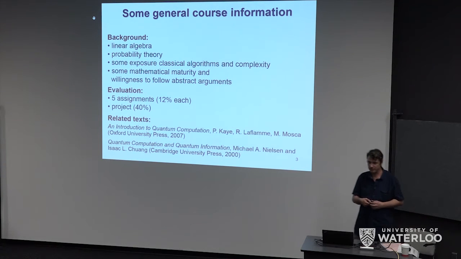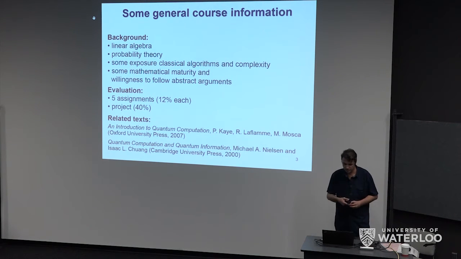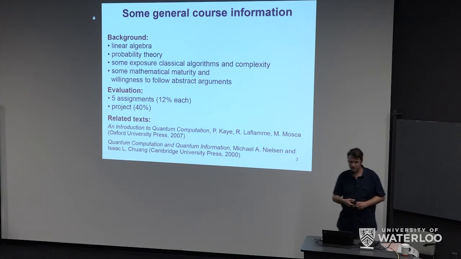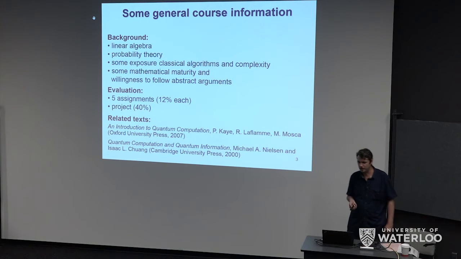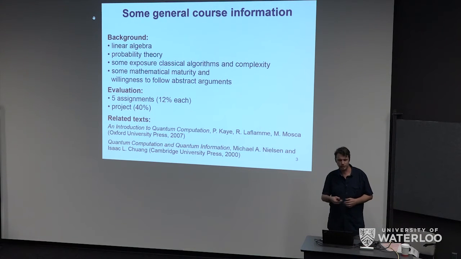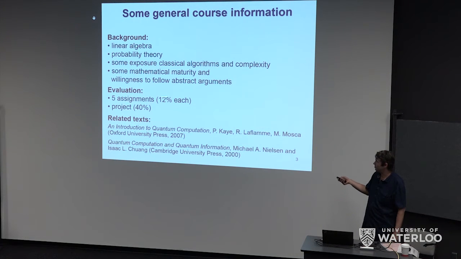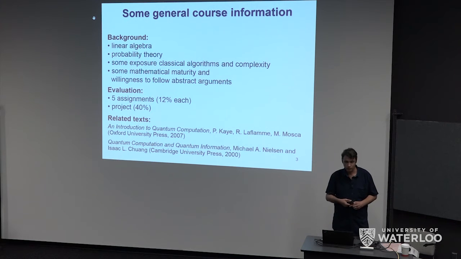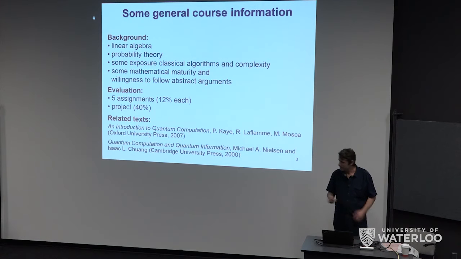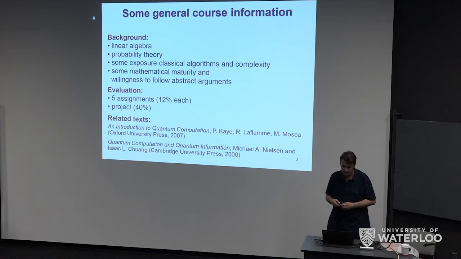So just some general course information. Roughly the background will consist of linear algebra, mostly over the complex numbers, so unitary and Hermitian matrices, some basic probability theory. It's helpful but not really required to have some exposure to classical algorithms and complexity theory. Along with that comes some mathematical maturity and willingness to follow abstract arguments. You'll be evaluated on 5 assignments worth 12% each, so that's 60% of the grade. And 40% of the grade will be a project consisting of a paper written by the end of the term. And here's some recommended text. It's not required, but you may find them helpful.